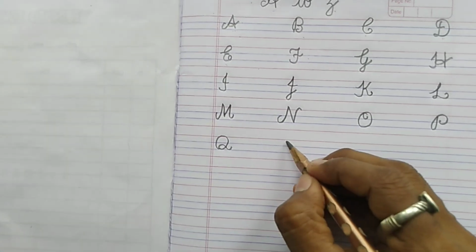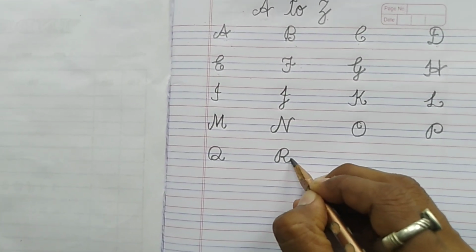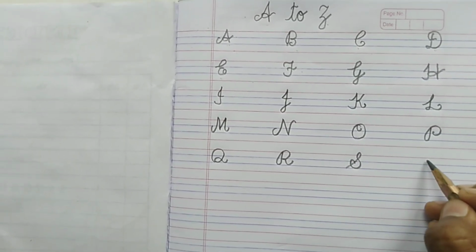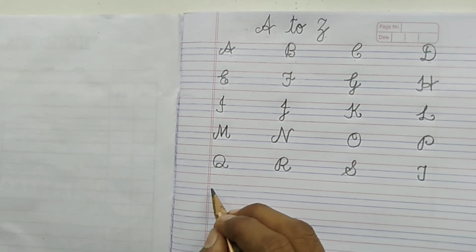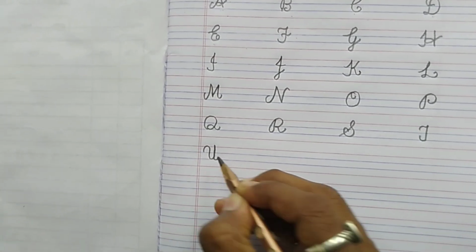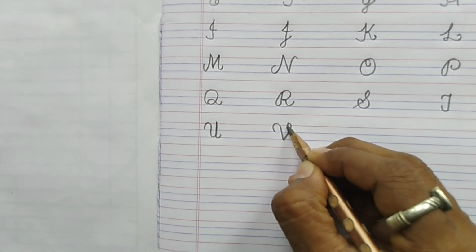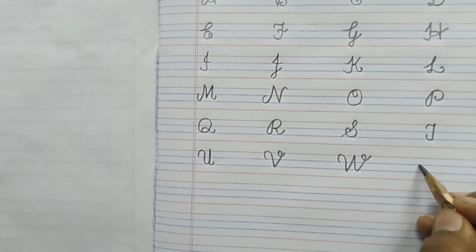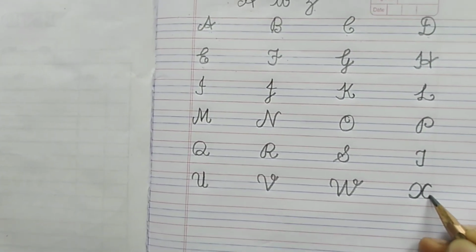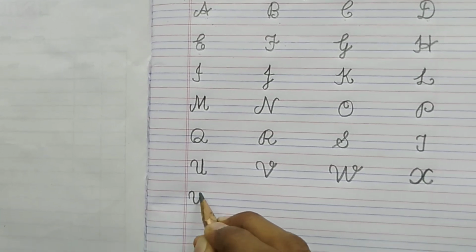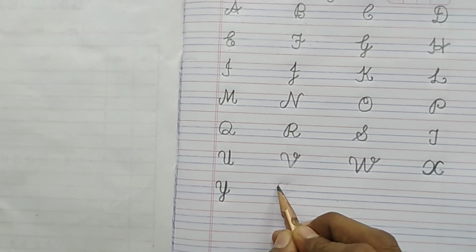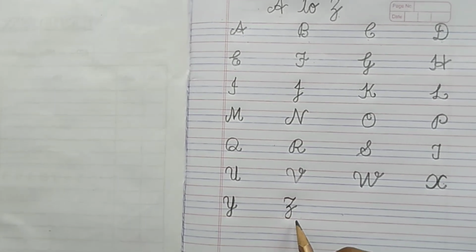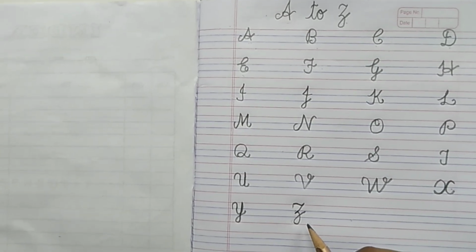Yes, Q for queen. R for rabbit. S for sun. T for tiger. U for umbrella. V for violin. W for watch. X for Xmas tree. Y for yak. Z for zebra. Our A to Z alphabet complete.